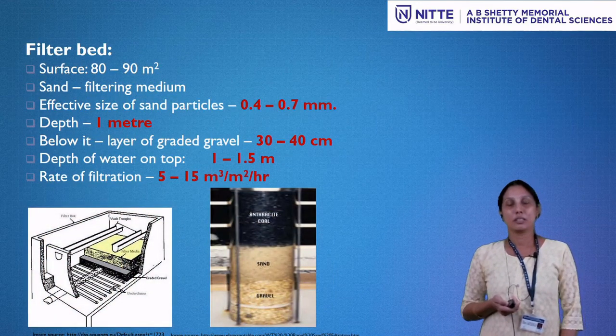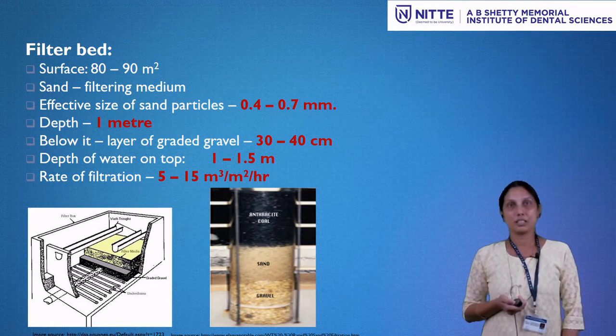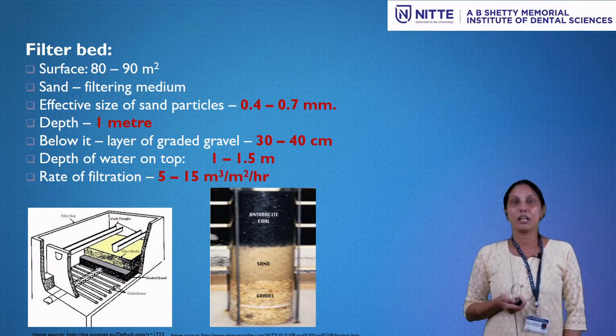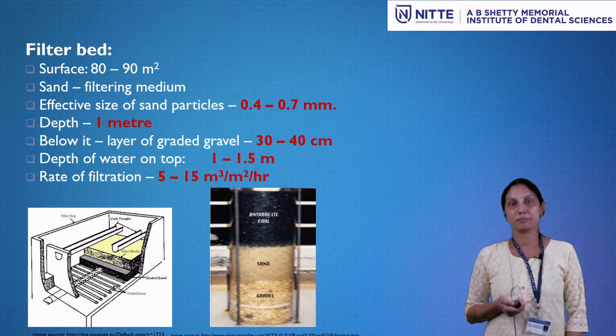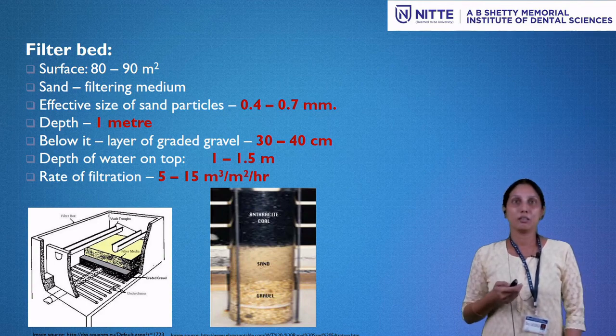The picture depicts a cross section of a filter bed. The total surface area of the filter bed is about 80 to 90 meters square, and sand is the filtering medium. The sand bed here is made of various particle sizes and is in the form of a graded bed.